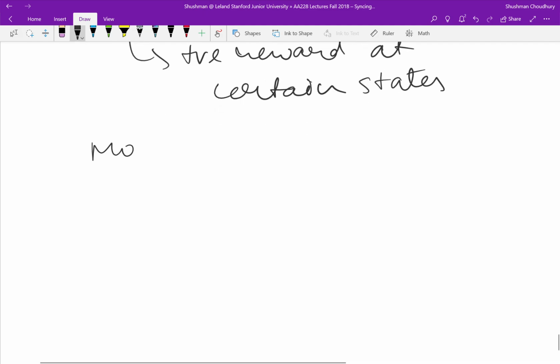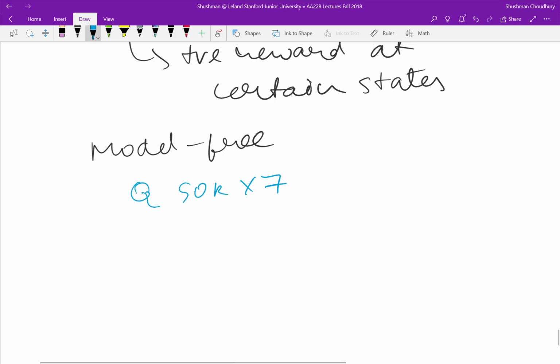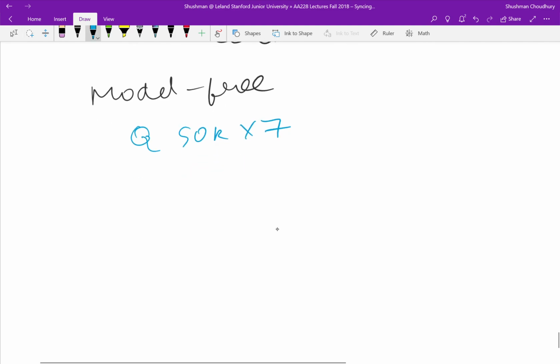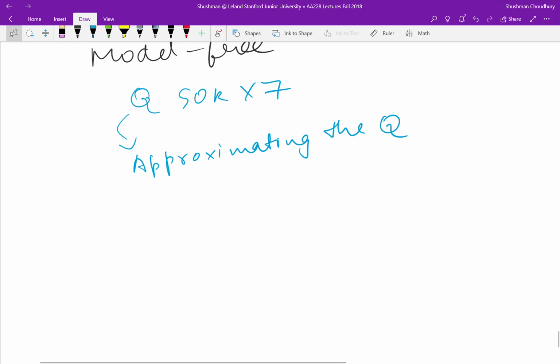For model free, you don't really have the problem of a 50,000 cross 7 matrix. You just have a Q matrix of 50K cross 7. So you can probably think of still having a Q matrix. You will still have a lot of problem of unseen data, and so in that case you might want to think about approximating the Q matrix. I won't go into this in detail, but you can look up stuff online for approximating the Q function. You can also look at chapter 4, where Michael talks about approximate dynamic programming.